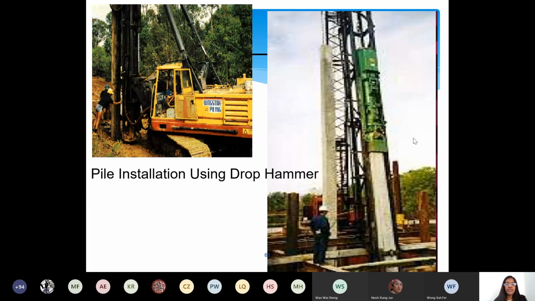Piers. The next type of deep foundation is called piers. So, any questions on the deep foundation that uses piles? Any questions so far?